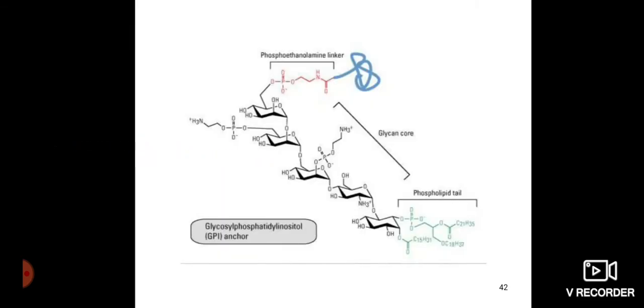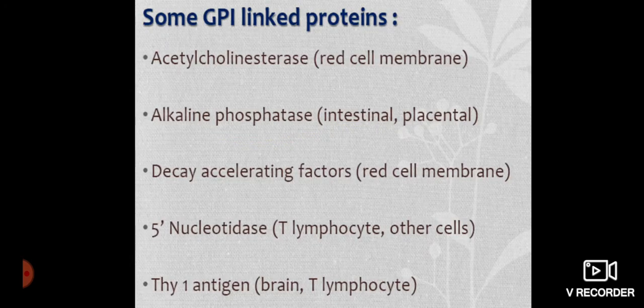So this is the GPI structure you can see, in which the glycosyl moieties, the glycan core, is linking the protein through the phosphatidylethanolamine to the phospholipid tail, which actually anchors itself into the membrane. Some of the GPI-linked proteins are acetylcholinesterase, alkaline phosphatase, and decay accelerating factor, and even 5' nucleotidases are there, and the Thy-1 antigen is also an example of a GPI-linked protein.